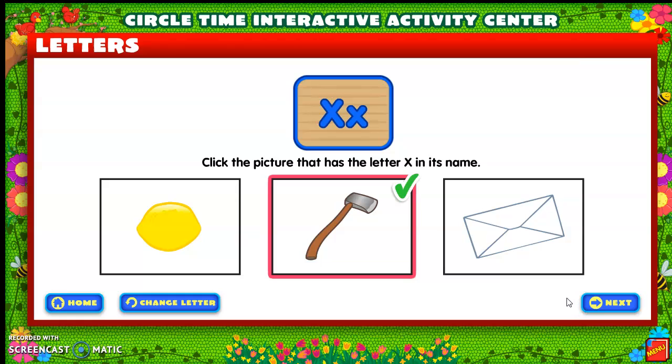Great job, preschoolers. You did an awesome job with the letter X. And I'm going to sing you a fun little song that I like to do sometimes with my preschoolers, and this is how it goes.